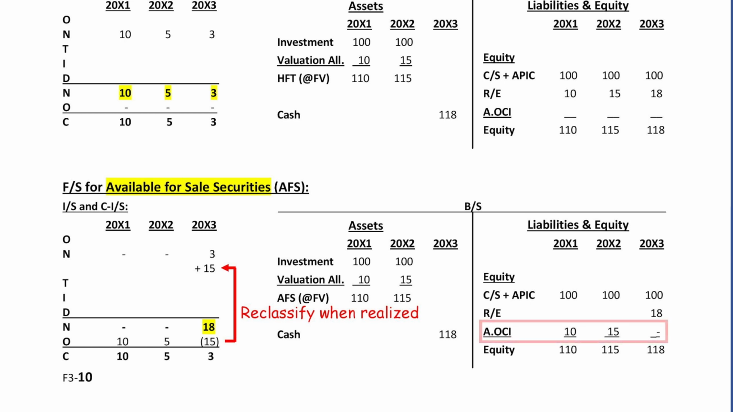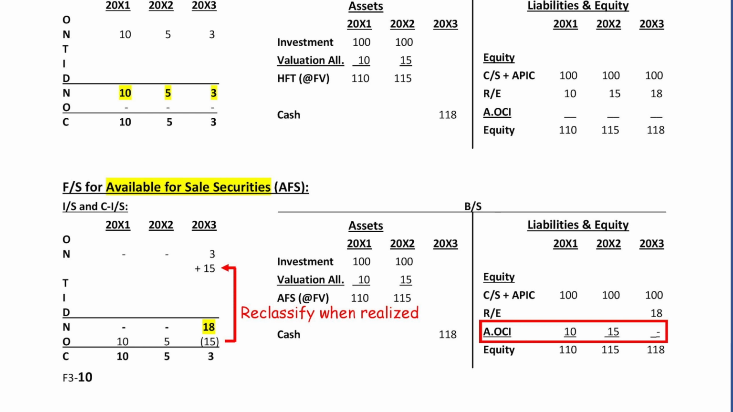And put a box around accumulated OCI and its numbers. So if you see accumulated OCI in year 1 has $10. In year 2, it increases to 15. So guys, 10 in year 1 plus 5 in year 2. The accumulated OCI number becomes 15.